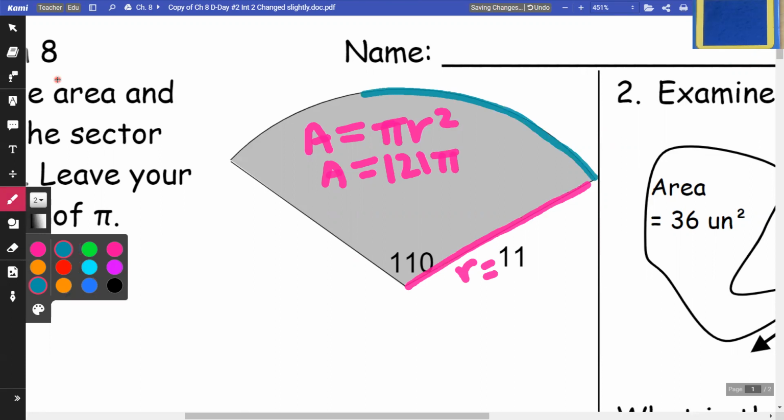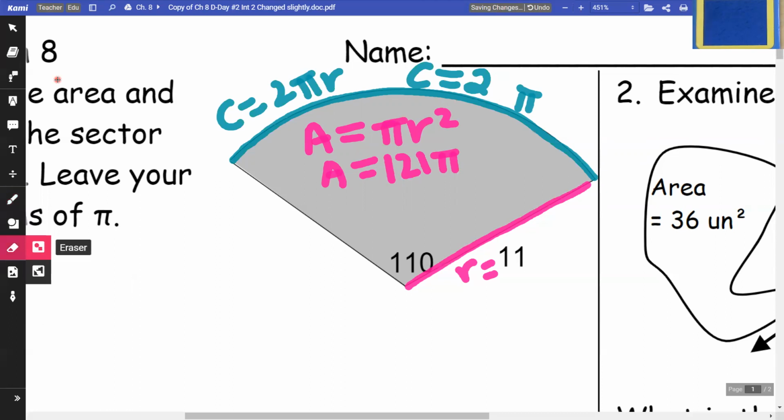We also want to look at circumference. Circumference would be all the way around the circle. What I just drew right now is your arc length as part of your circumference. Now circumference is going to equal 2 pi r. If I put in my r, I'm going to double my r, which really is my diameter. So my diameter is 22, so 22 pi. And again, that is going to be our whole entire circumference. We have part of it.